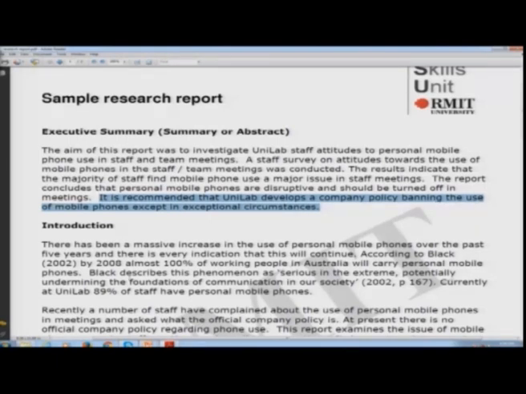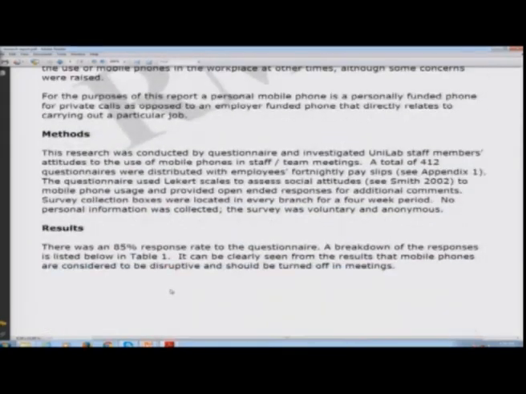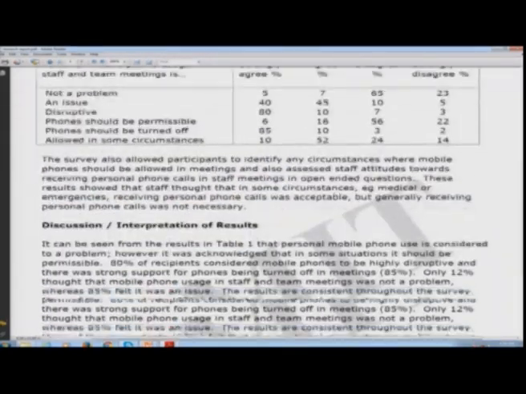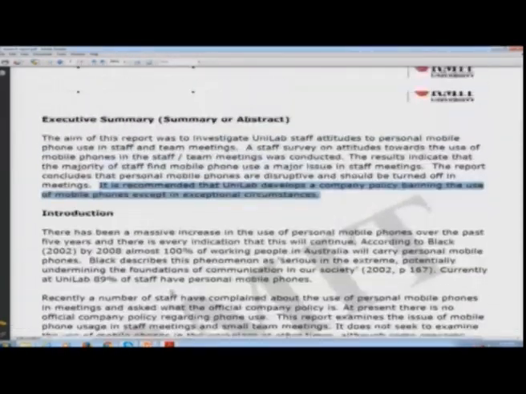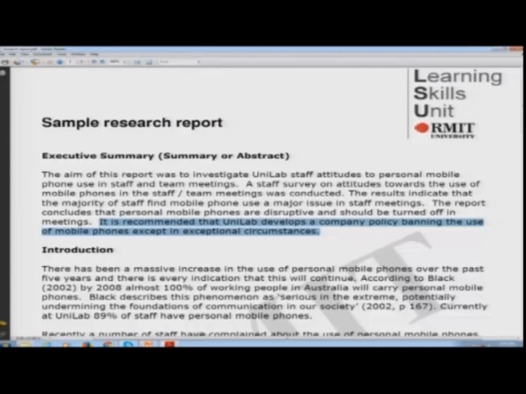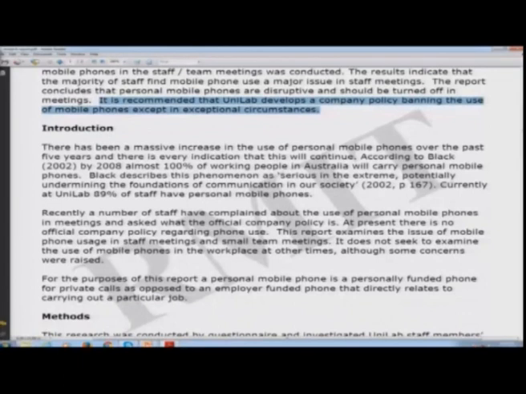So, we saw that there are sections like introduction, methodology, results, discussion, recommendation. So, your executive summary or abstract represents each of those sections. Okay. Now, we move to introduction.